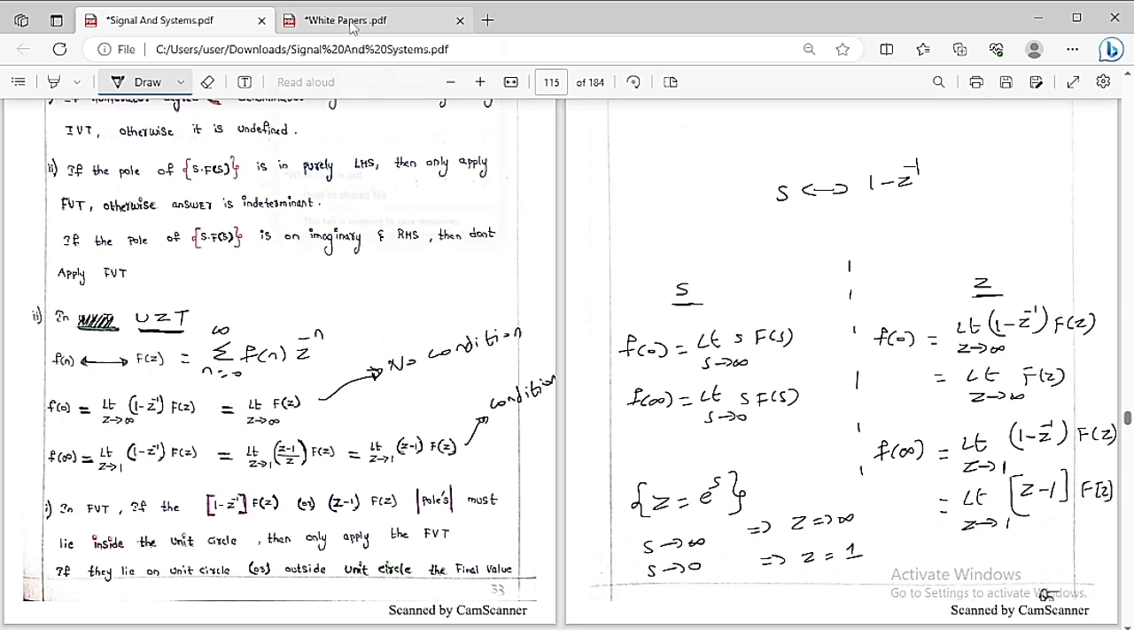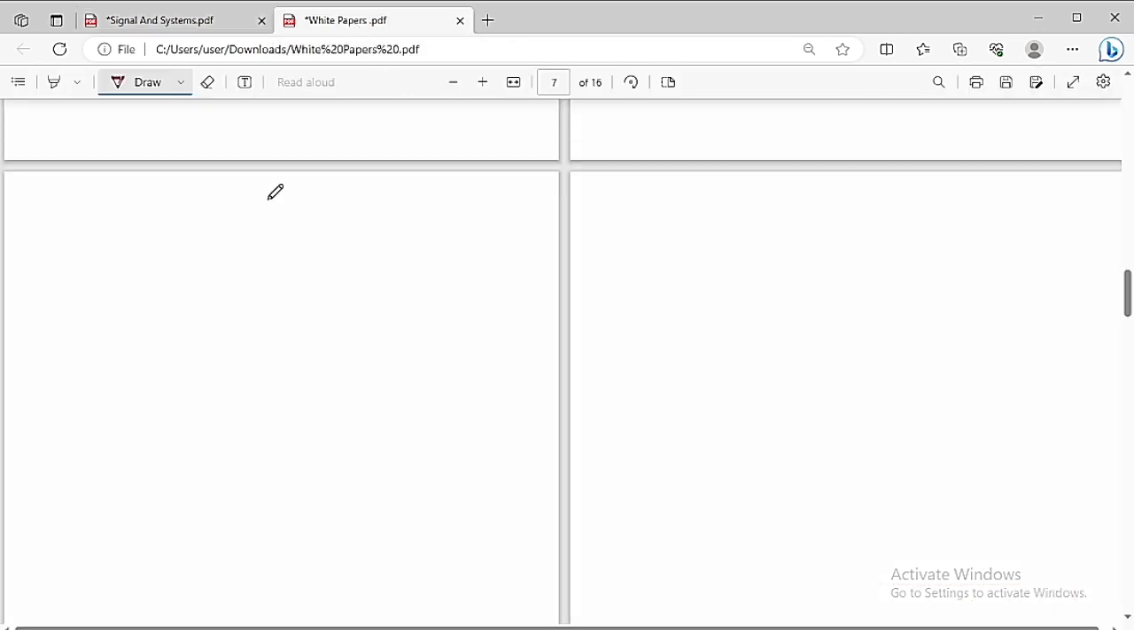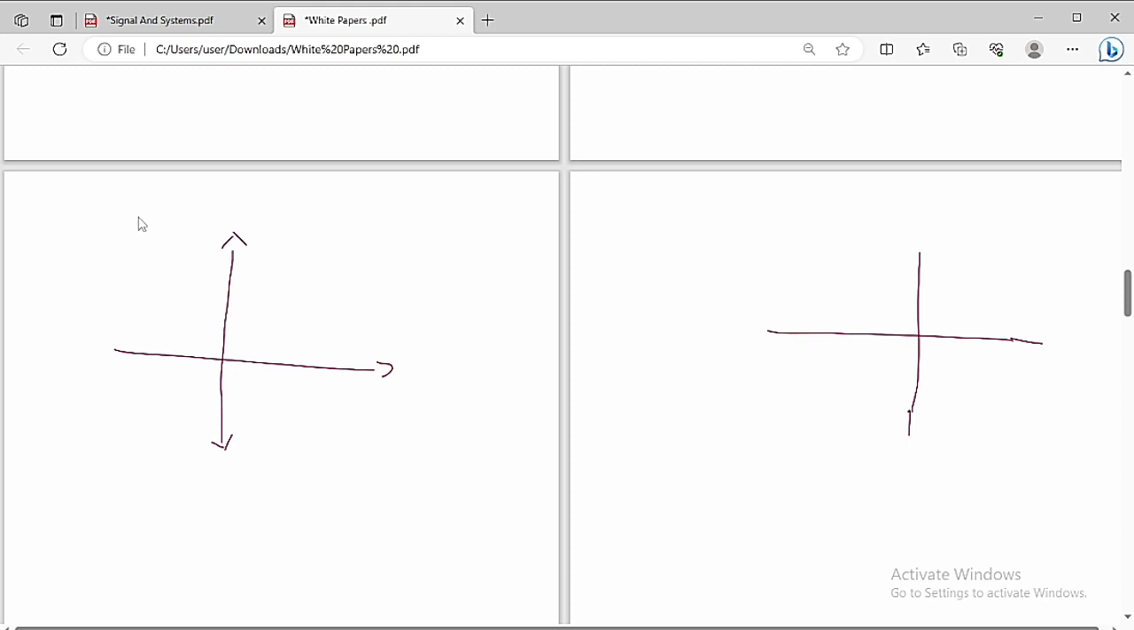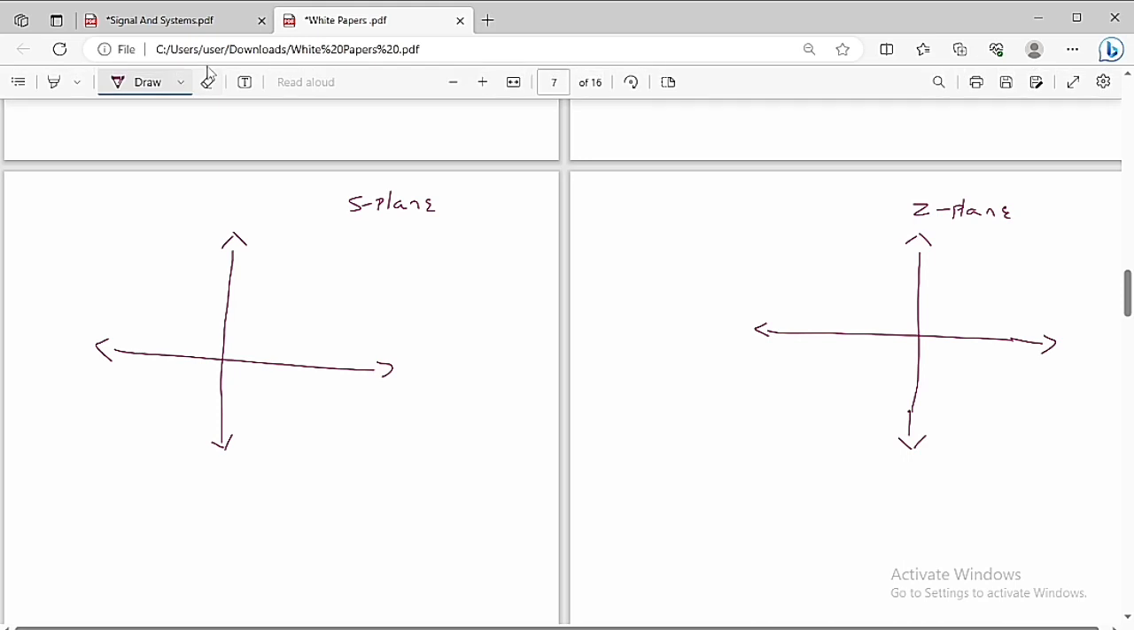So let me give you one concept so that you can easily understand mapping. This concept I have not written, but it is very, very important. This is the S domain and this is the Z domain. So let me tell you in a very detailed manner. The concept is regarding the mapping, between the S plane and the Z plane.